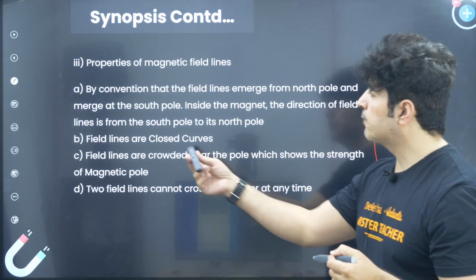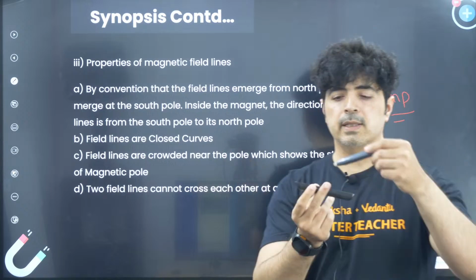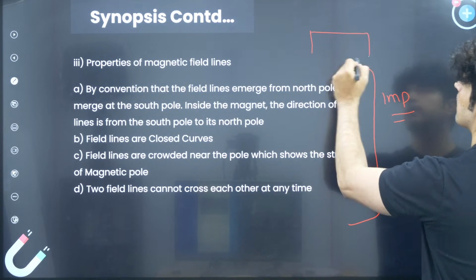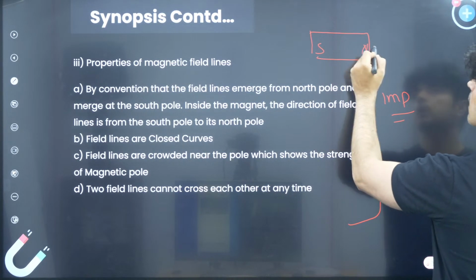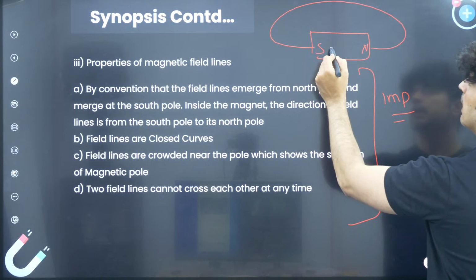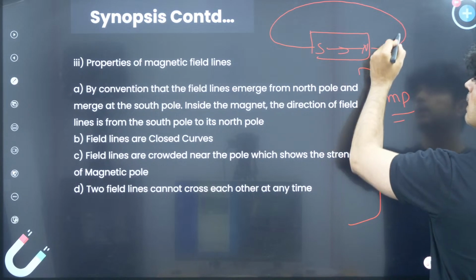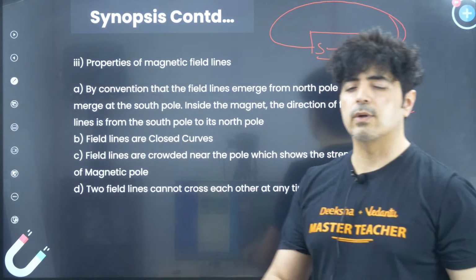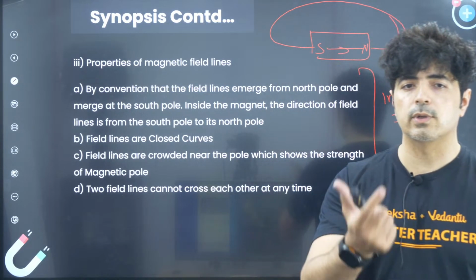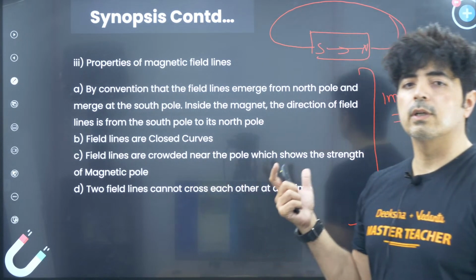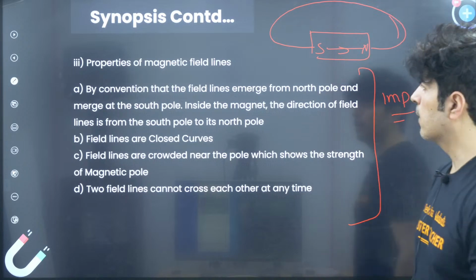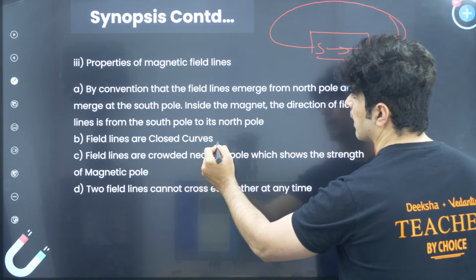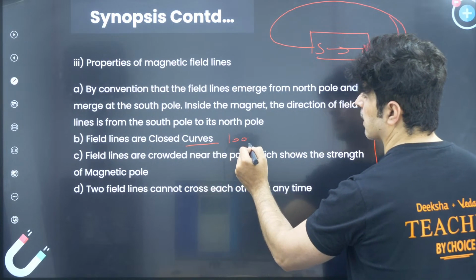Second is field lines are closed curves. It means that outside it goes from north to south, and inside it goes from south to north. It completes one full circle, a closed curve. It's not actually a circle; just to explain, I said circle. These are actually closed loops. So field lines are closed curves, or we can also write closed loops. It's the same thing.